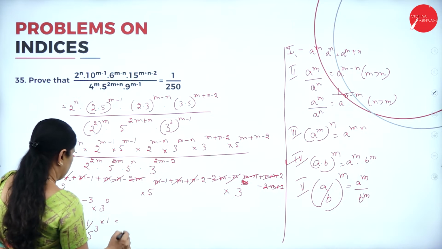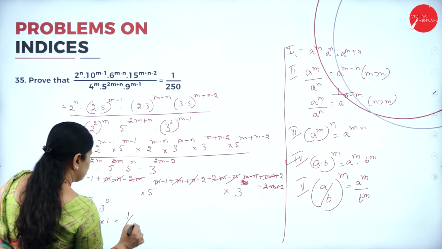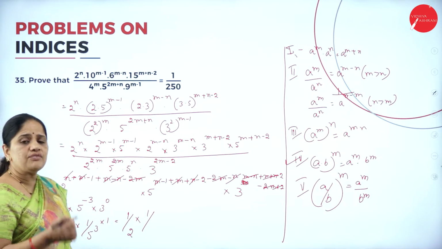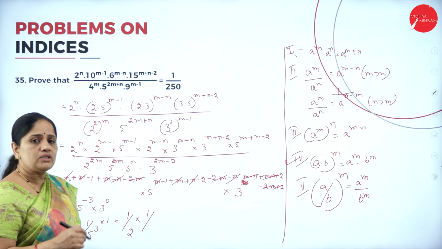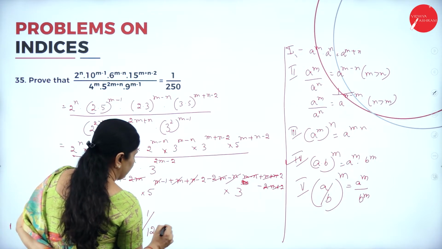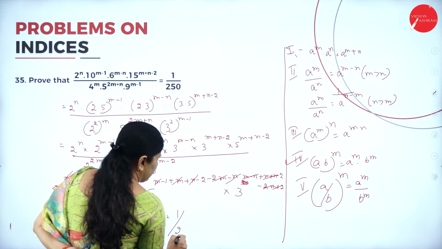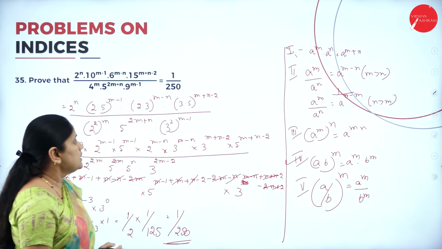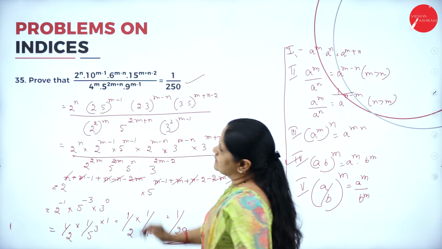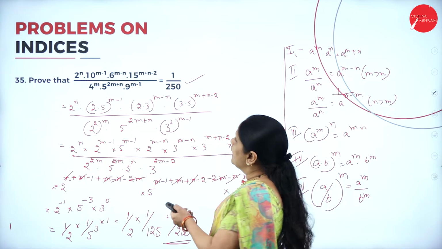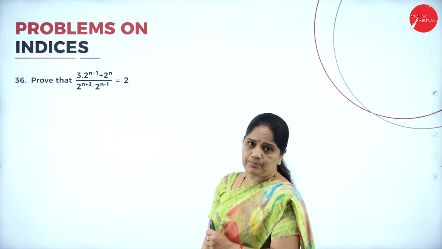So, this will be equal to 1 by 2 into 1 by, so 5 cube is how much? 5 into 5 into 5. So, that comes up to 125. So, 125 into 2, that will be 250. So, this is the answer. So, 250 is the answer. Hope you have all understood this problem. Now, let us go to the next problem.